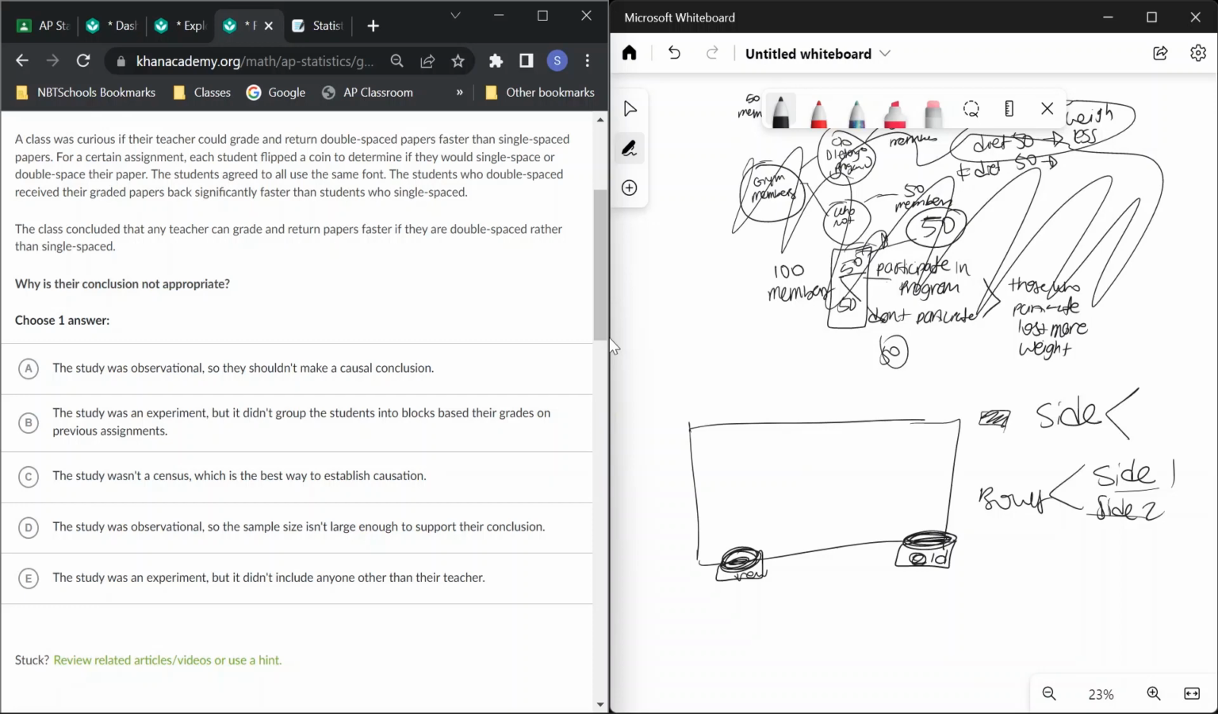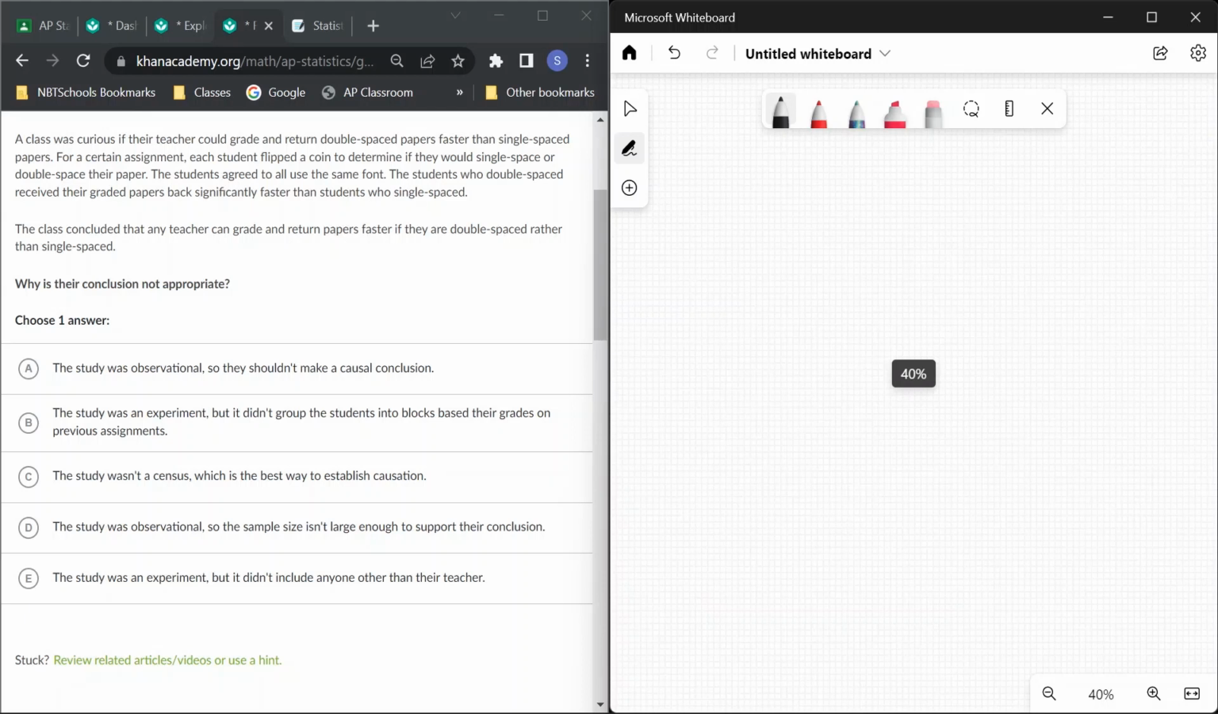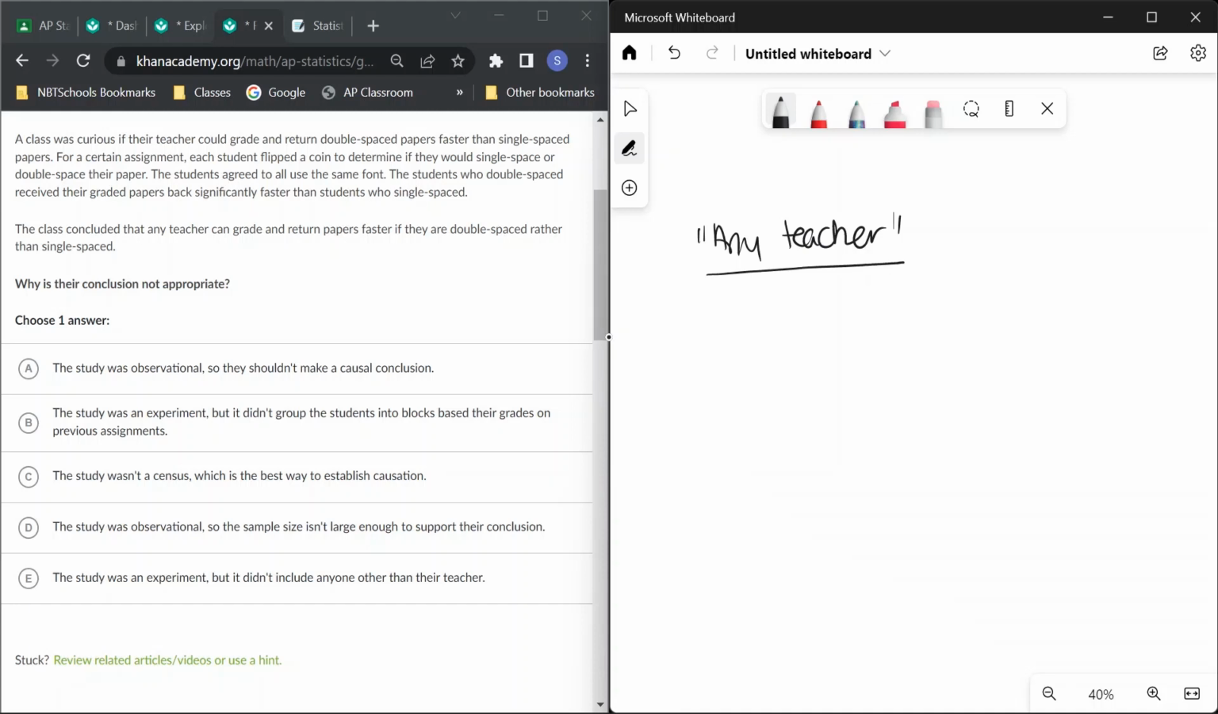Interesting. So is it an experiment? Why is the conclusion not appropriate? Well, they're saying any teacher, and we can only apply our results to the whole population of teachers if the experimental unit was randomly selected. And the experimental unit was not randomly selected. It was just one teacher. So we can't say any teacher.